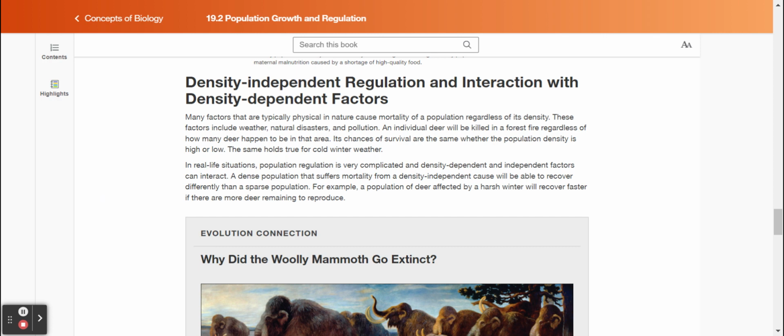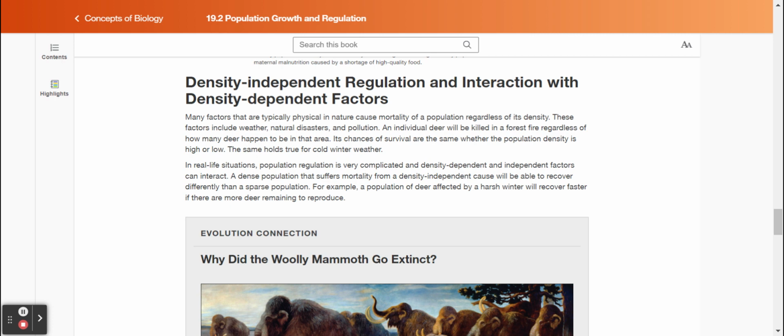Density-independent regulation and interaction with density-dependent factors. Many factors that are typically physical in nature cause mortality of a population regardless of its density. These factors include weather, natural disasters, and pollution. An individual deer will be killed in a forest fire regardless of how many deer happen to be in that area. Its chances of survival are the same whether the population density is high or low. The same holds true for cold winter weather.